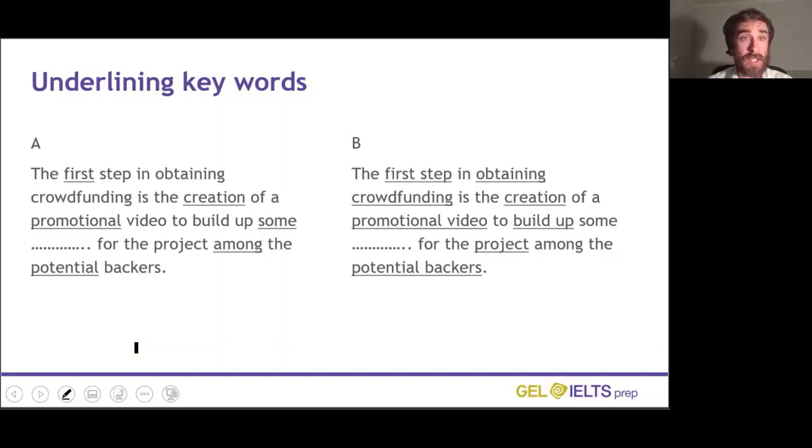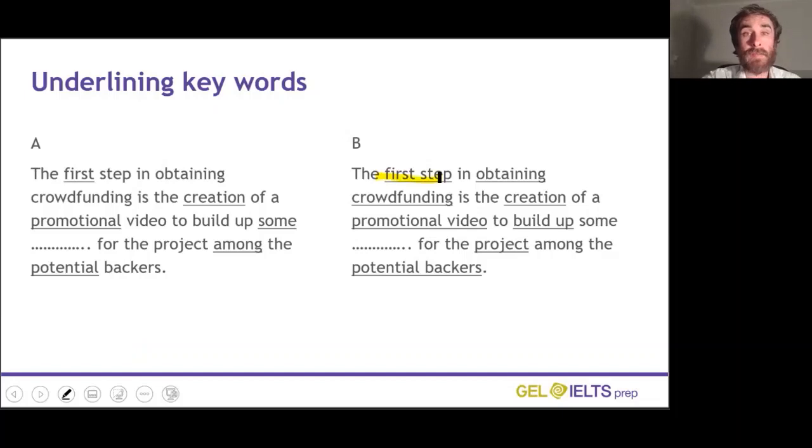Here we have the same question, but two different students have underlined keywords, student A and student B. Which student do you think has underlined more useful keywords for finding the correct section of the text? Look at the next question below this video and select the correct option, student A or student B. Here, student B has underlined more useful keywords.